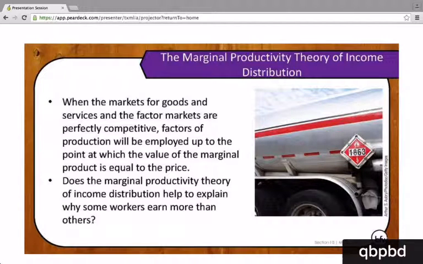But what about the distribution of income for different types of labor within the broader labor market? And why are engineers paid differently than pilots or teachers or auto mechanics or restaurant waiters? Why do they all earn different wages? Why are they paid different amounts of money? So can we use this theory to explain why some workers are paid more than others? That's what we're going to be exploring here.